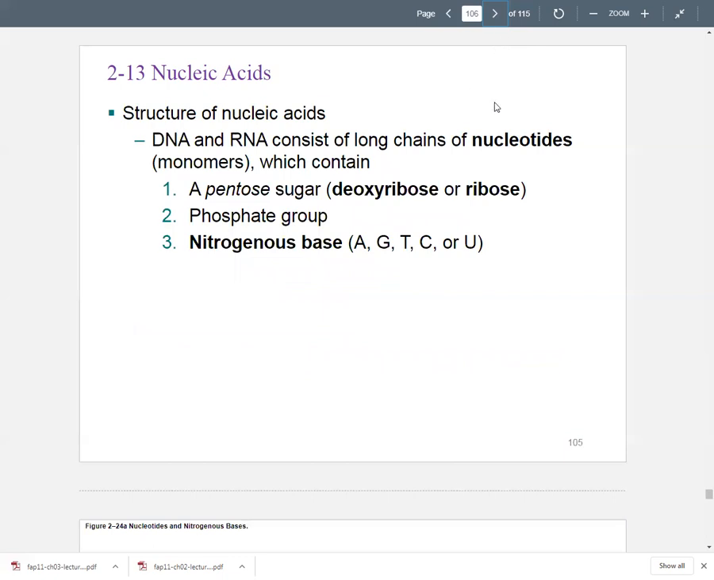All right, so structure of nucleic acids. Okay, long chains of nucleotide monomers. And each nucleotide is going to have these things. It's going to have pentose sugar. Pentose means 5-membered ring. Pentose sugar.